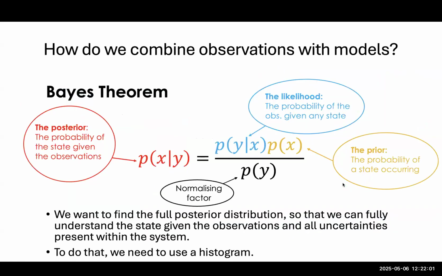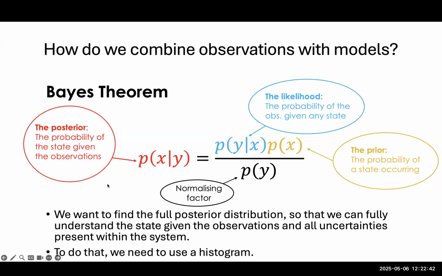So how do we combine observations with models? Simply put, we use Bayes' theorem, which states that the probability of some state occurring, where a state could be the ozone around the globe at every single grid point, or in the radiation belts case, the electron flux at every pitch angle, energy, and L-star.